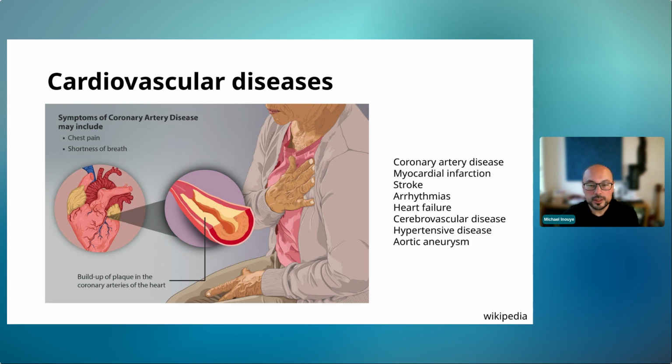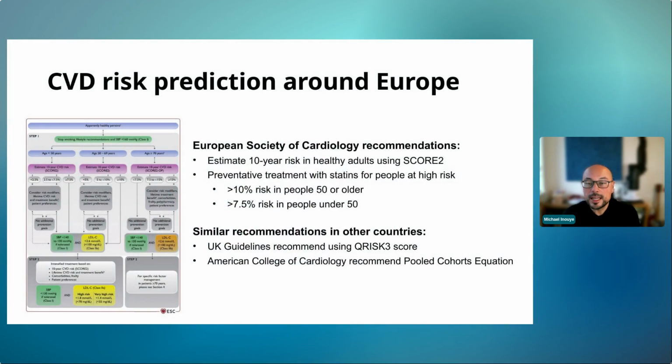But cardiovascular disease isn't just that. It's broader. It includes strokes, arrhythmias, heart failure, cerebrovascular disease, hypertensive disease, and aortic aneurysms as well. So the prediction of cardiovascular diseases is important because we can take preventative measures and hopefully prevent events and deaths.